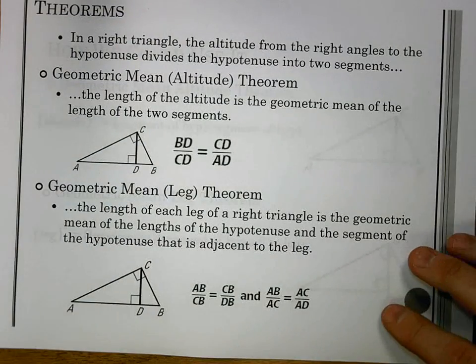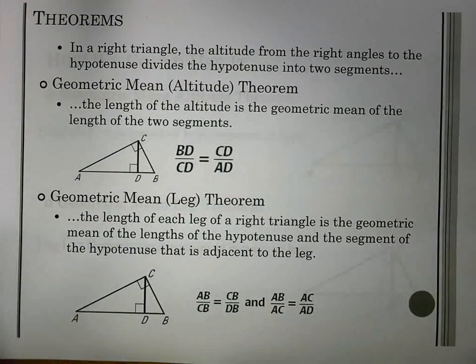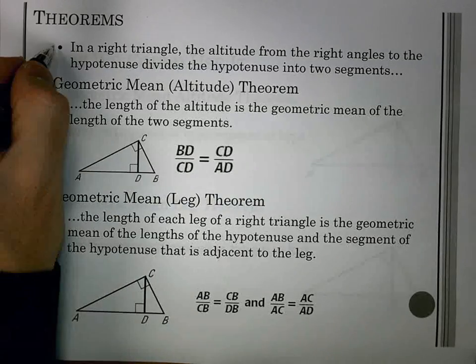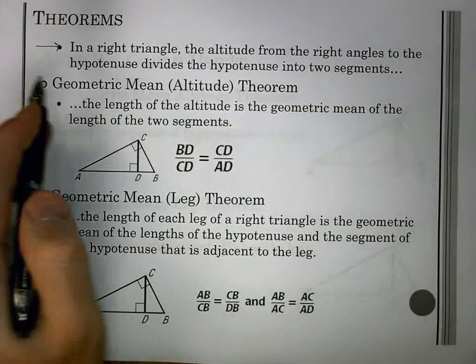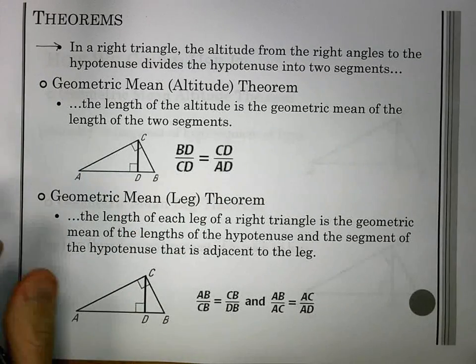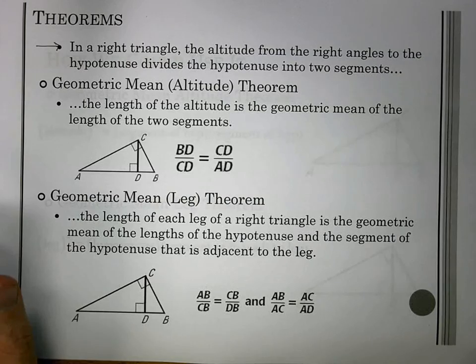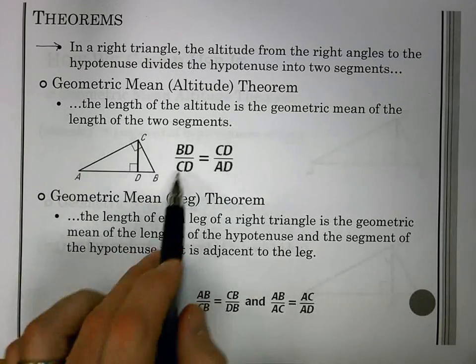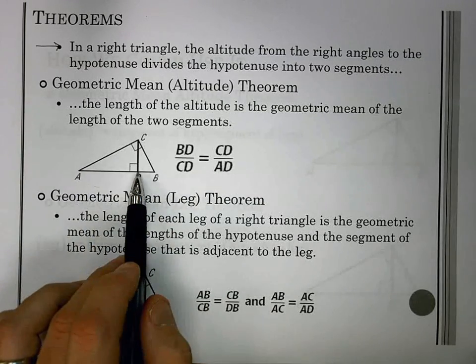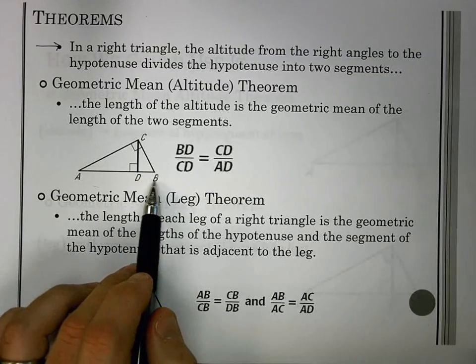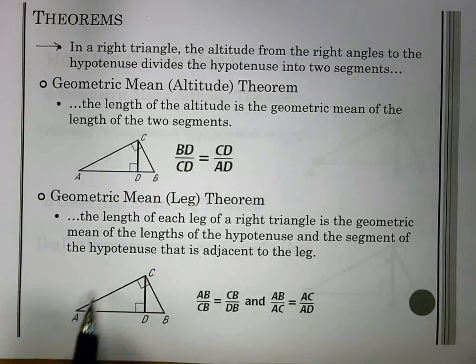So where we're at now is we actually have two theorems, the geometric mean altitude theorem and the geometric mean leg theorem. Both of the theorems start with this setup, which says in a right triangle, the altitude from the right angle to the hypotenuse divides the hypotenuse into two segments. Or this type of setup. I have the altitude, I have AD, I have BD as my parts. That happens in both of them.